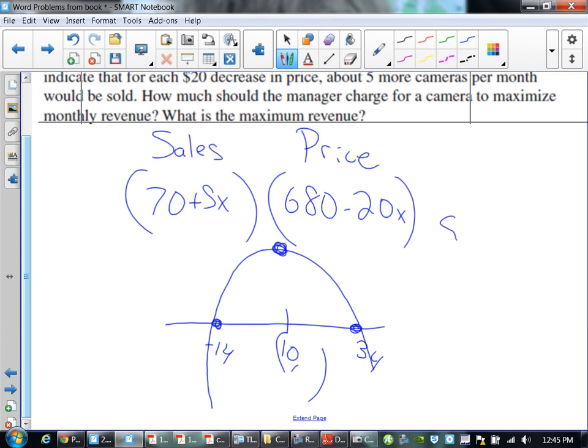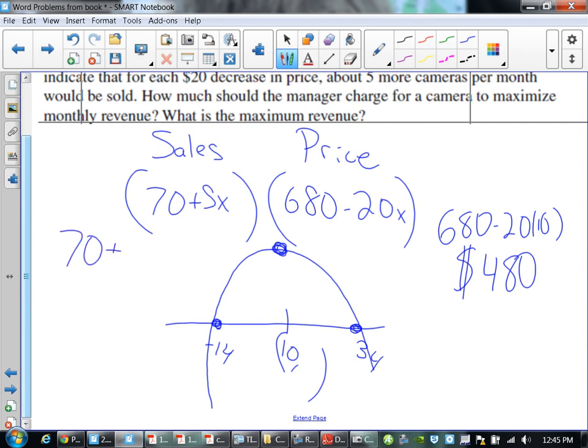So my sales price is 680 minus 20 times 10. I'd be selling it for $480. If I sell them for $480, how many units am I selling? Well, I'm going to sell 70 plus 5 times 10. I'm selling how many of them? 120. Wait, wouldn't it be negative? Like when you said negative 20x equals 680. I'm not setting it equal to 680. I've set 680 minus 20x equal to 0, add 20x, divided by 20. Right, okay.